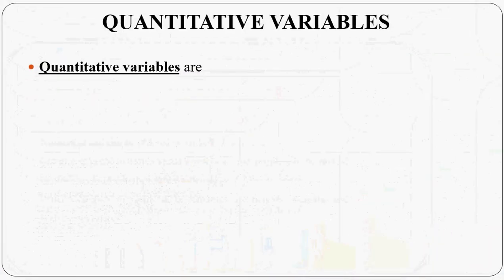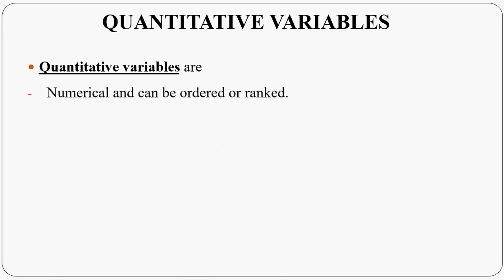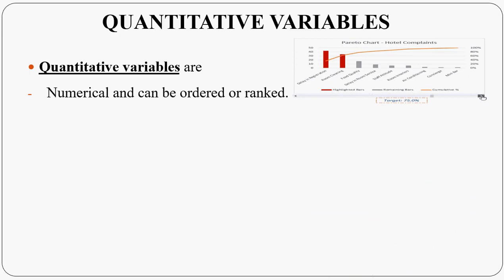What is a quantitative variable? Quantitative variables are measured on a numeric or quantitative scale. For example, a country's population, a person's shoe size, or car speed. In this regard, quantitative variables are numerical and can be ordered or ranked. As you can see in the picture displayed, it can be ranked so that it gives you a clear idea which one comes first, which one comes second, in order to make effective decisions.